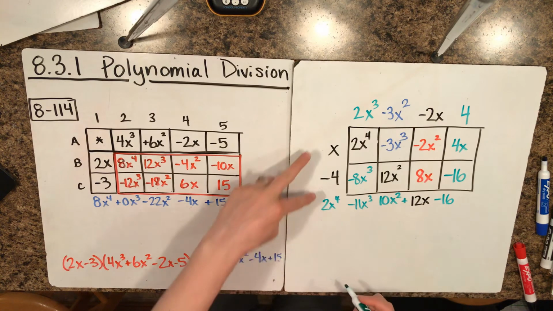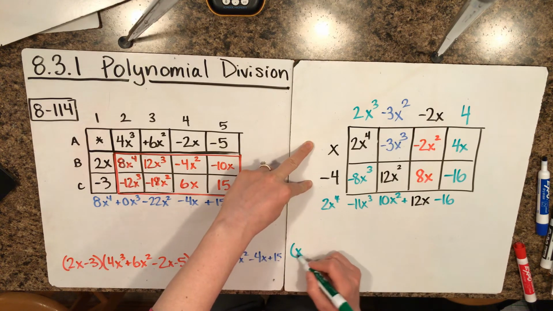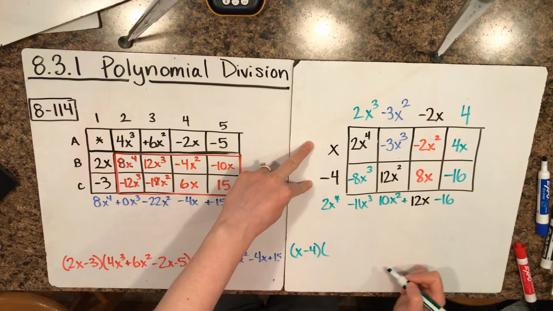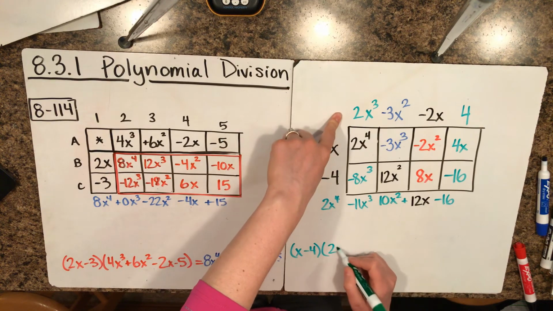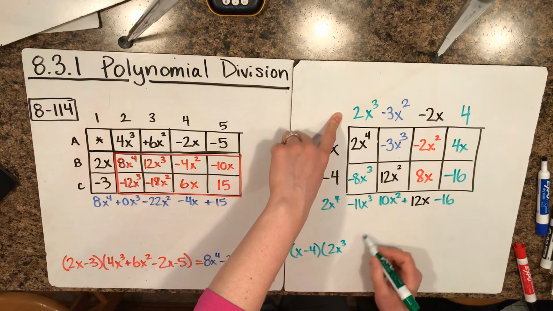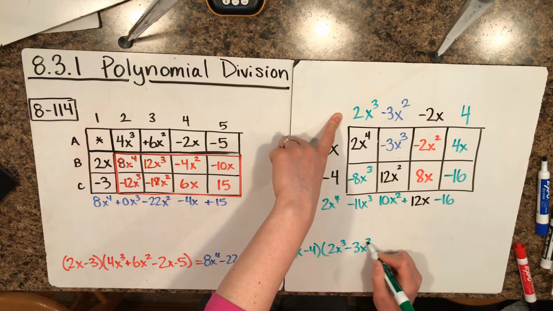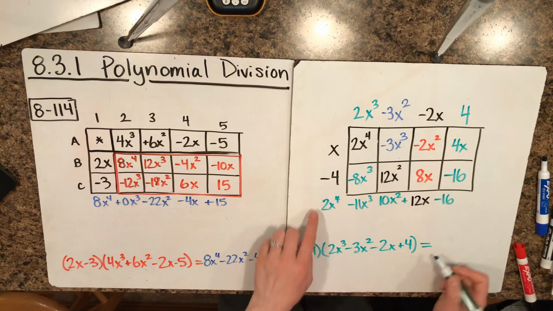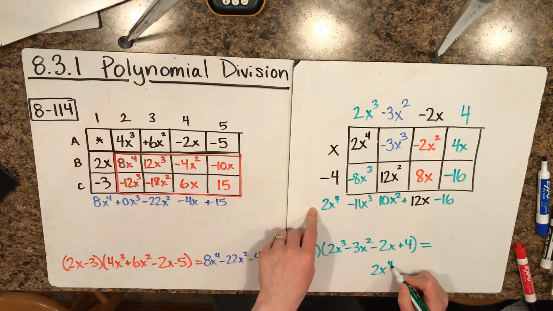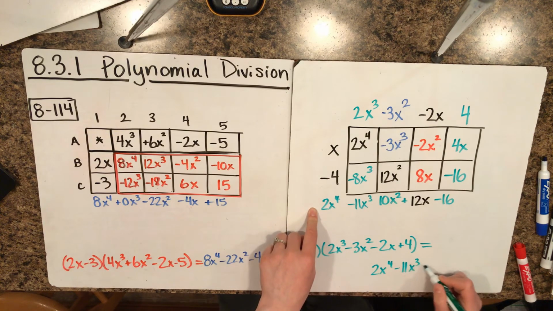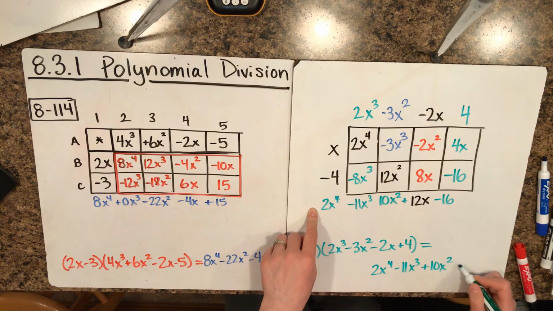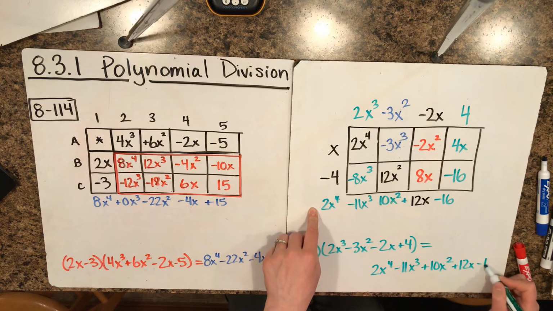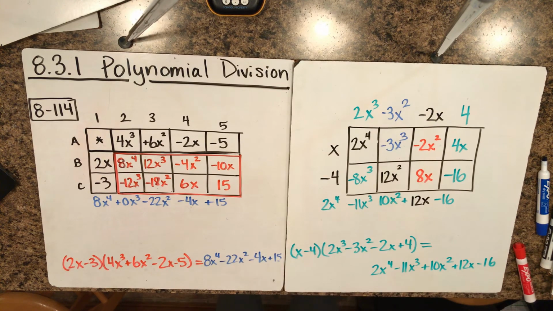Now remember, what that means is my original problem would have been x minus 4 times, even though we didn't have this to start, 2x cubed minus 3x squared minus 2x plus 4 is equal to 2x to the fourth minus 11x cubed plus 10x squared plus 12x minus 16. If that seemed confusing, go back and re-listen and watch this example.